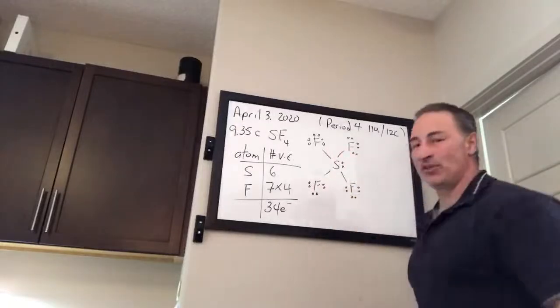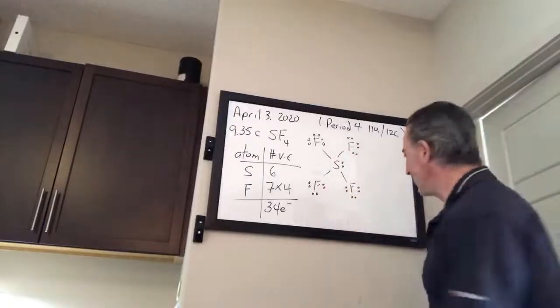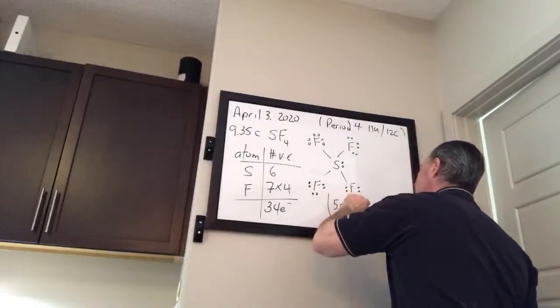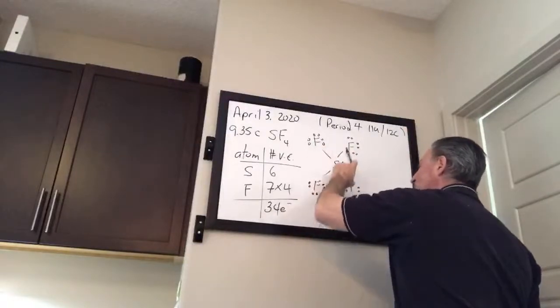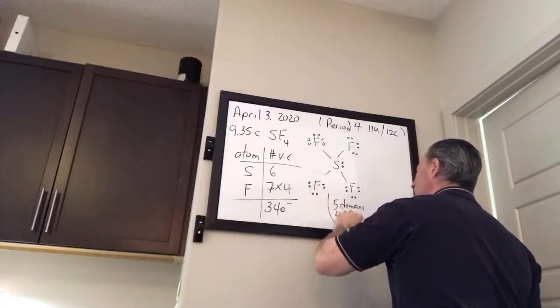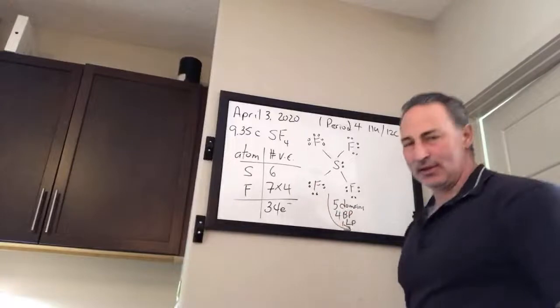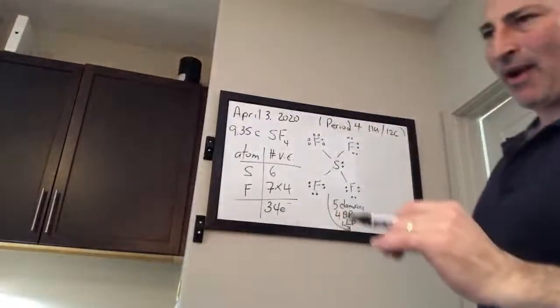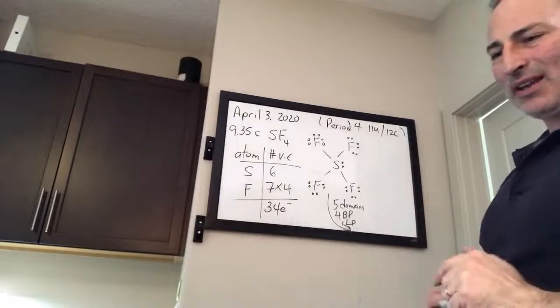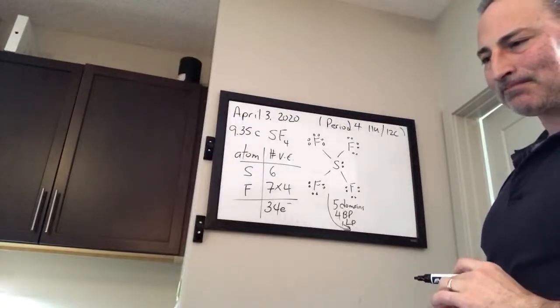All right, how many domains is that? 5, that's right. 5 domains. 1, 2, 3, 4, 5. 4 bonding pairs, 1 lone pair. That tells you what? It's a trigonal bipyramidal archetype, but when you have 4 bonding pairs and 1 lone pair, what you get is seesaw.